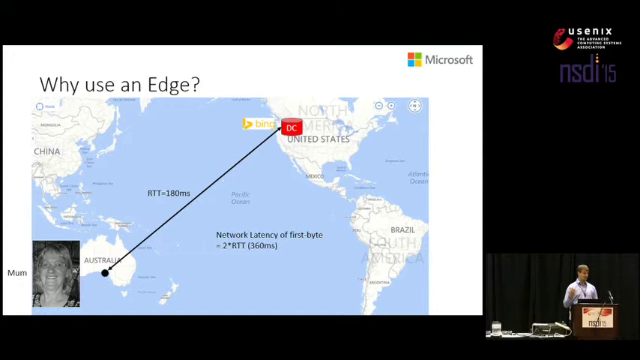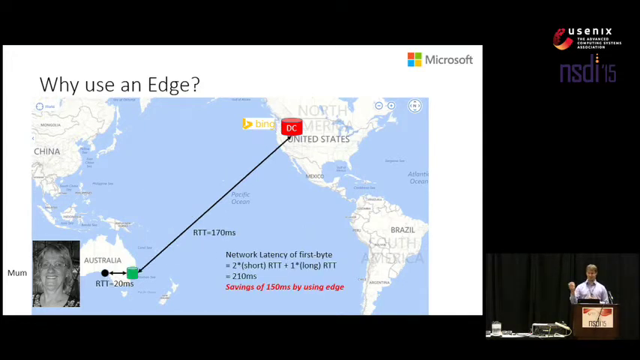So what we do is we put edge nodes close. As an example, I put an edge node in Sydney here. Between my mum and this edge server, it's very low latency, so it's 20 milliseconds. And then that edge server to get back to Bing's data center is about 170 milliseconds here.